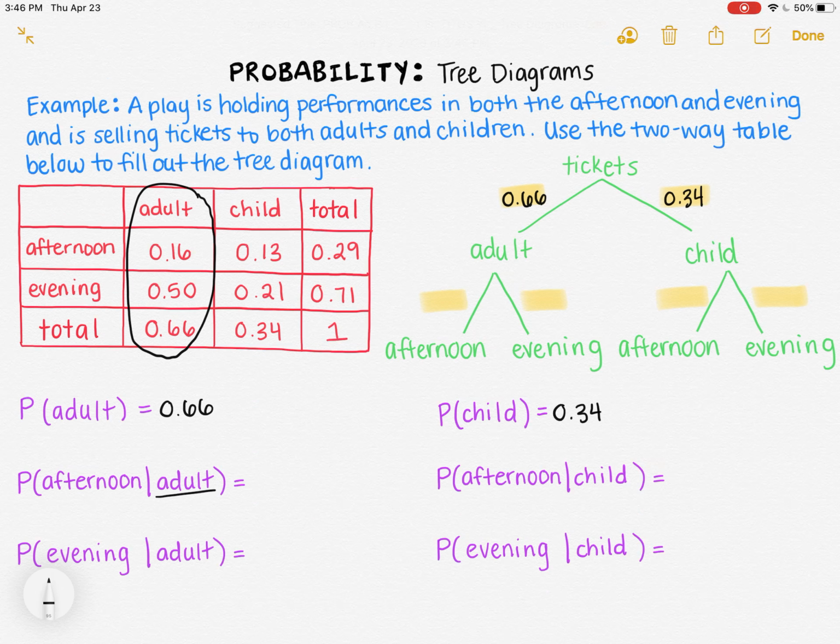Now, for the check portion of our method, we need to check off the probability that we're looking for. And we are looking for the probability that the ticket is in the afternoon. So I'm going to go to the afternoon row and stay in that column and check off the value 0.16.